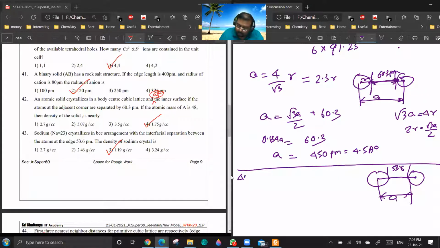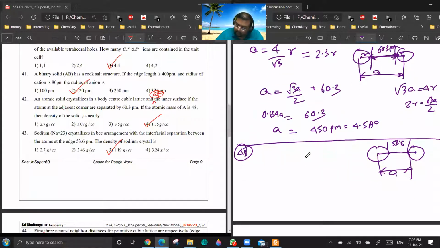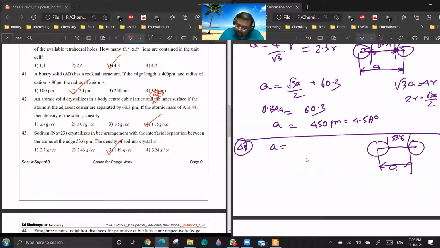Getting a point? So basically again A is root 3A by 2 plus 53.6. So 0.134A is equal to 53.6. So A is how much? A is 53.6 divided by 0.134. So it's like 400 picometers or 4 angstroms.